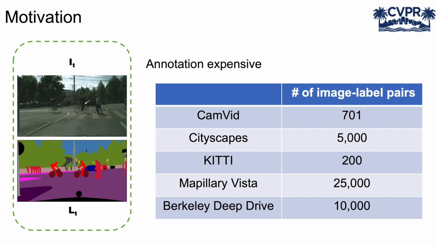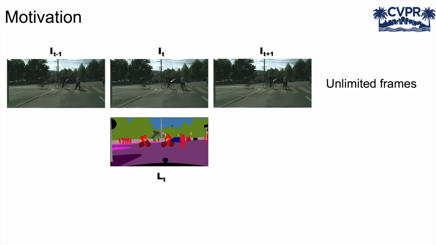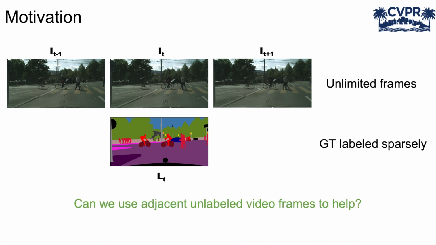Due to the expensive annotation process, most benchmark datasets now only have limited number of image label pairs, which is orders of magnitude smaller than datasets in other computer vision domains. But we notice that for autonomous driving, we usually have access to unlimited video recordings as the car drives around. We just don't have enough ground truth. The data is labeled only sparsely. So we wonder, can we use adjacent unlabeled video frames to help improve the performance of semantic segmentation?